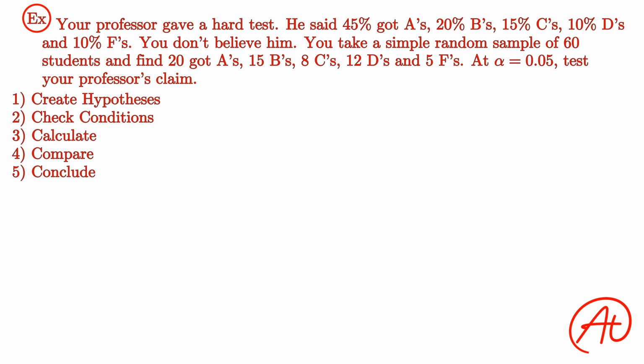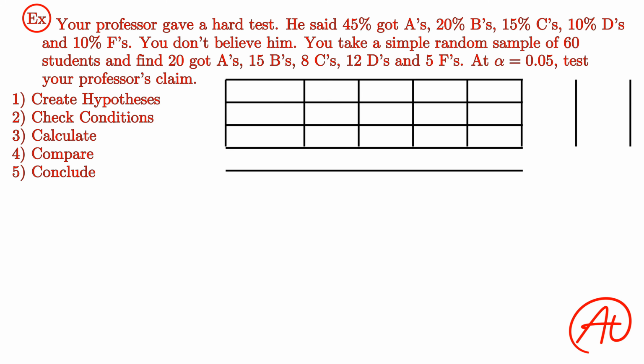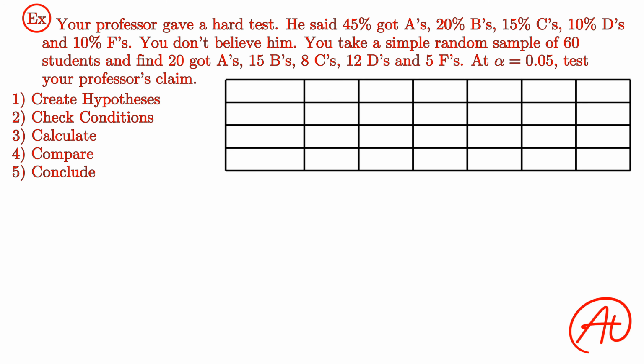Okay, first, before we get into our 5-step process, for each of these types of problems, I first like to organize our information in a table. To do this, let's create a column for each of our different categories. In our example, a student could have either gotten an A, B, C, D, or F on the test. Next, let's create a row for what the assumed or expected percents are for each category. According to the professor, these were the proportions of students that fell into each category.